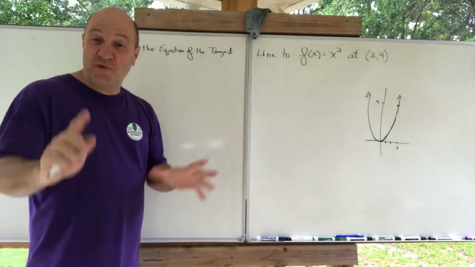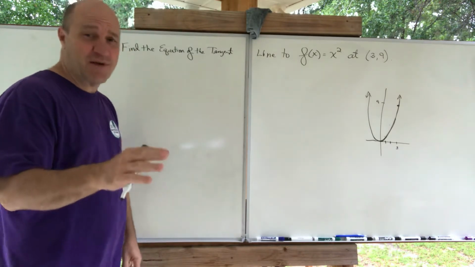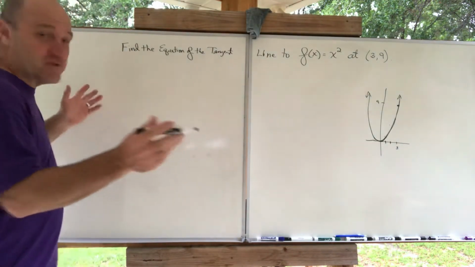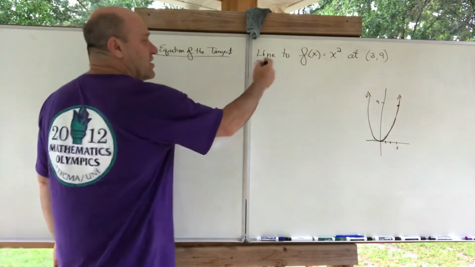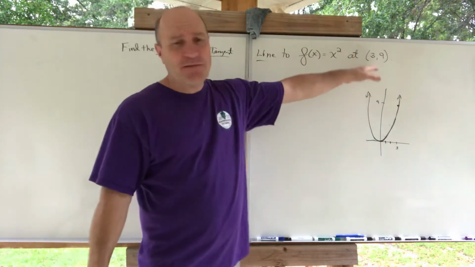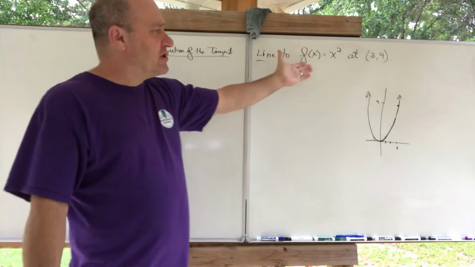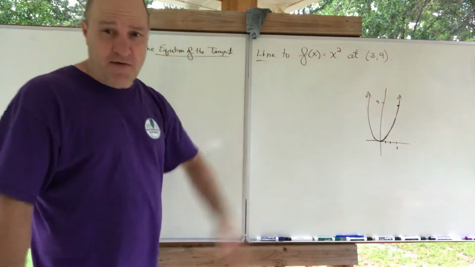Calculus 1 students. We're in section 3.1, which actually is on our chapter 2 test though. And here's the question. Find the equation of the tangent line to the function f of x equals x squared at the point (3, 9), which is on that function.